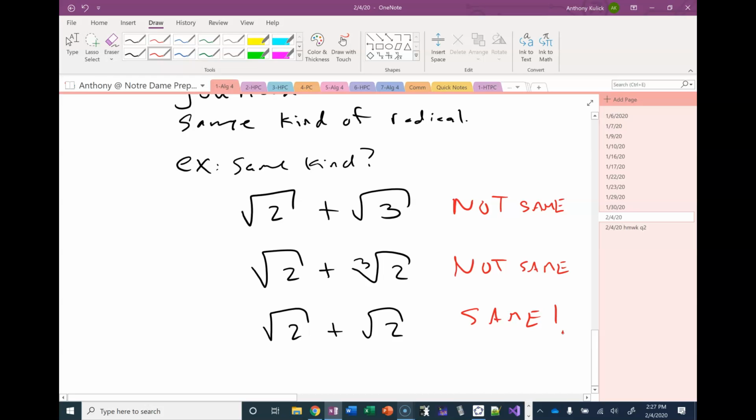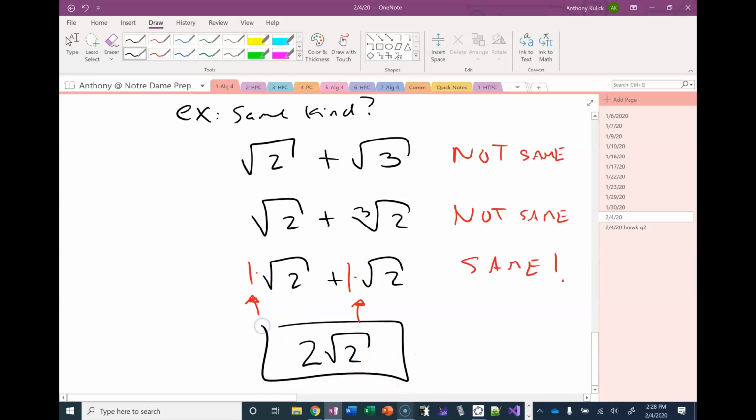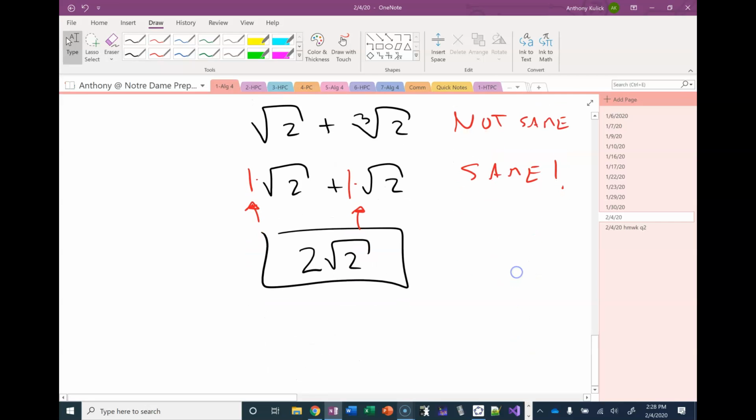So how do we add them then? We're going to add them like we would a variable and just add the coefficients. So what's the coefficient in front of this square root of 2? A 1. What's the coefficient in front of this square root of 2? So when I add them together, 1 plus 1 is 2 square roots of 2. Everybody okay with that? Okay.